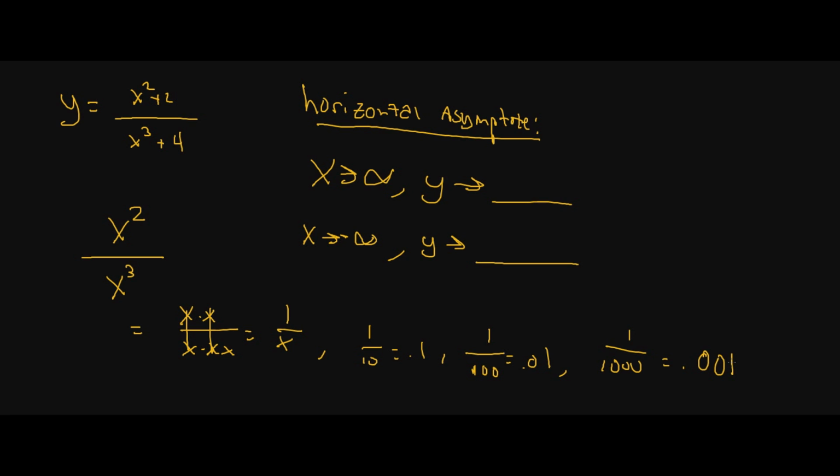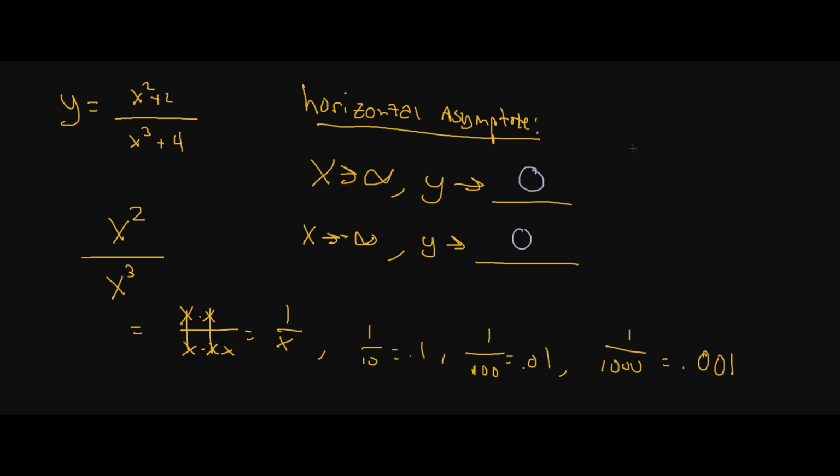Well, what's happening to my y values now? You can see that the bottom is getting bigger, so the whole thing is becoming a smaller and smaller number, and it's approaching 0, right? 0.1, 0.01, 0.001. So this is approaching 0.